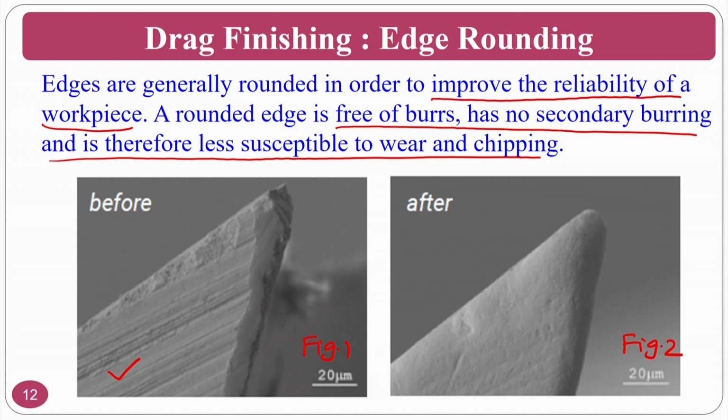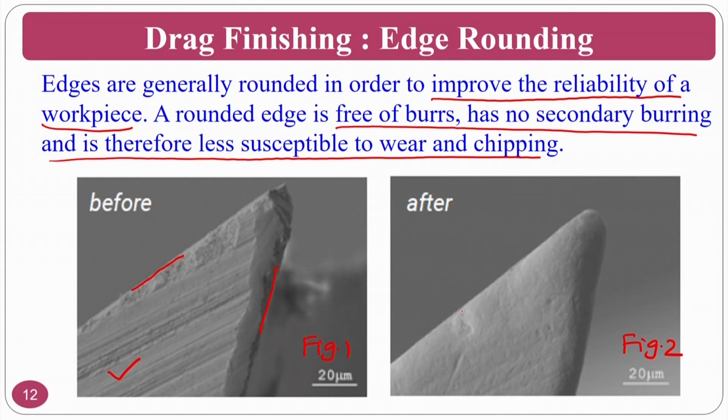At the same time, this edge is very sharp, and this edge is very sharp, and this edge is also very sharp. Whenever you use it in a particular condition or practical application, this edge will cut off very early. That means catastrophic failure may take place. In order to avoid these two things, edge rounding can be done. Assume that you can see here edge rounding is done.